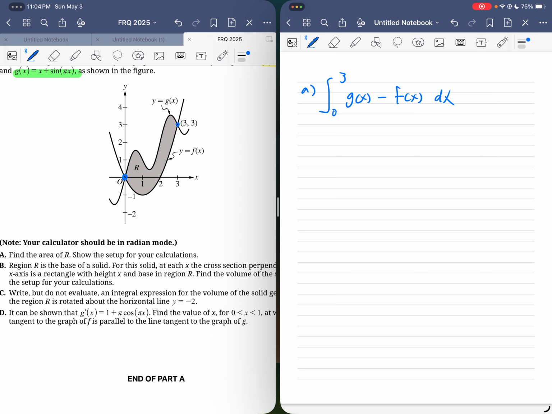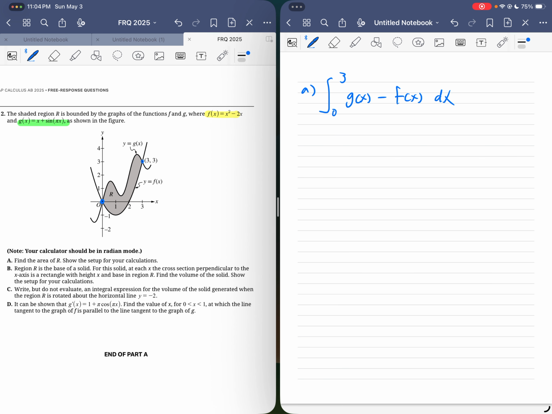You don't necessarily have to write down the equation, but if you insist, you can write g of x, so it's x plus sine of pi x minus, if you write x squared minus 2x dx like this, do you see this? You're wrong. Do you see this negative? That should actually affect both of them, but if you write it like this it will only affect this, not this. So that's wrong. What you have to do is put parentheses. Then you're going to be correct.